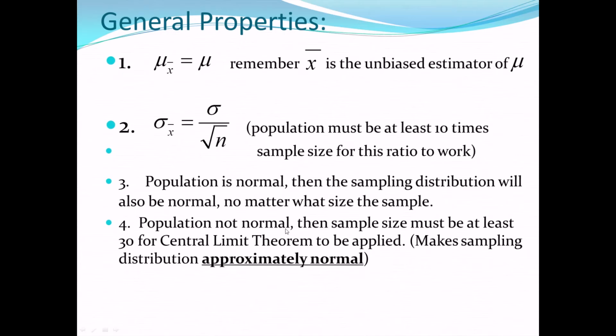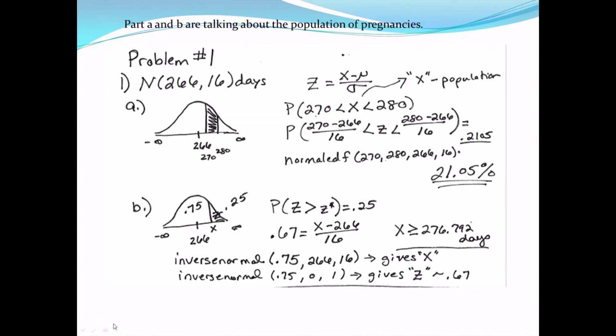If your population is not normal, or if they just don't say, then the sample size must be at least 30 for your central limit theorem to be applied. This will make your sampling distribution approximately normal. All right, so these are your working general properties for when you do your homework. This is your homework, so I'm going to scoot past this.